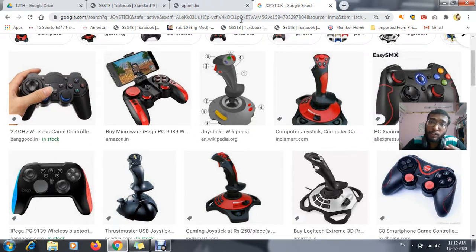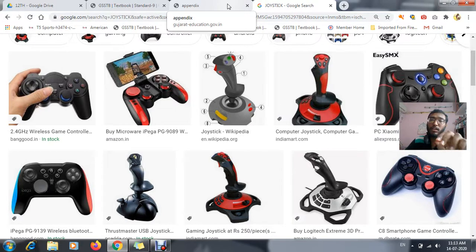Why? Because it is working according to our commands. Whatever commands we are giving, if I click on the left button it will move to the left side, and if I click on the right button it will move to the right side. In short, whatever commands I as a user give to that particular joystick, it will work according to them. This is the best example of an input device.